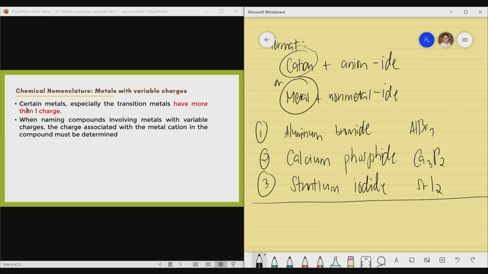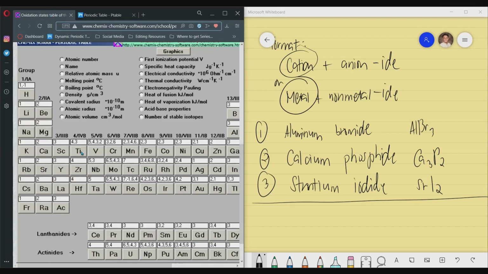Look at the first point. Certain metals, especially the transition metals, have more than one charge. Sa madaling salita po, meron po kasing mga cation o mga metal na higit pa sa isa yung kanilang charge. Ibig sabihin, hindi lang plus 1, hindi lang plus 2, hindi lang plus 3 ang kanilang mga naging charge. Okay? Ano pong example nun? Example po ay ito. Tulad nito, yung mga nasa transition metal, tulad ni iron, Fe, siya po ay mayroong positive 2 at 3.